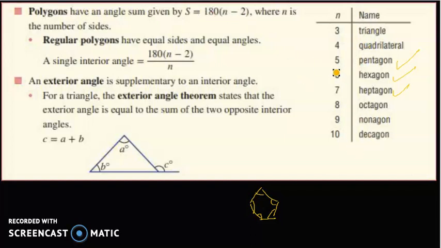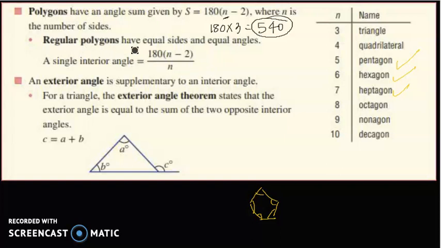For example, if we have to find the sum of the angles of a pentagon, all we need to do is plug in n equal to 5 in this formula, because a pentagon has 5 sides. So 180 times (5 minus 2), which is 3, gives you 540. The sum of the angles of a pentagon is 540.